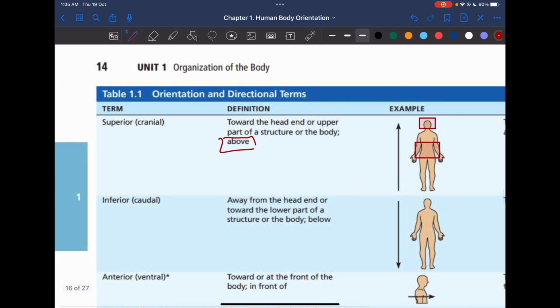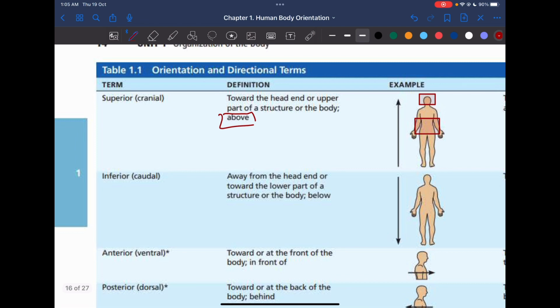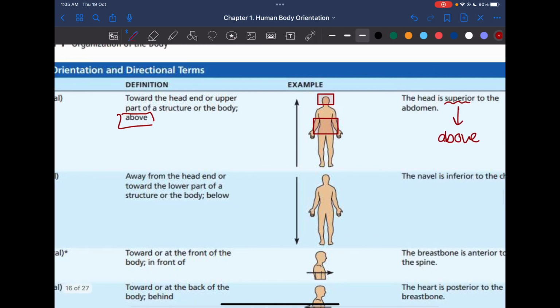Okay, next one, which is the opposite of it, inferior or caudal. Before telling you what it means, if someone is inferior to you, what does that mean, guys? It means they're probably in a lower status than you, right? They're inferior to you. They're lower than you. So here it says away from the head end or toward the lower part of a structure or the body. Basically it means below.